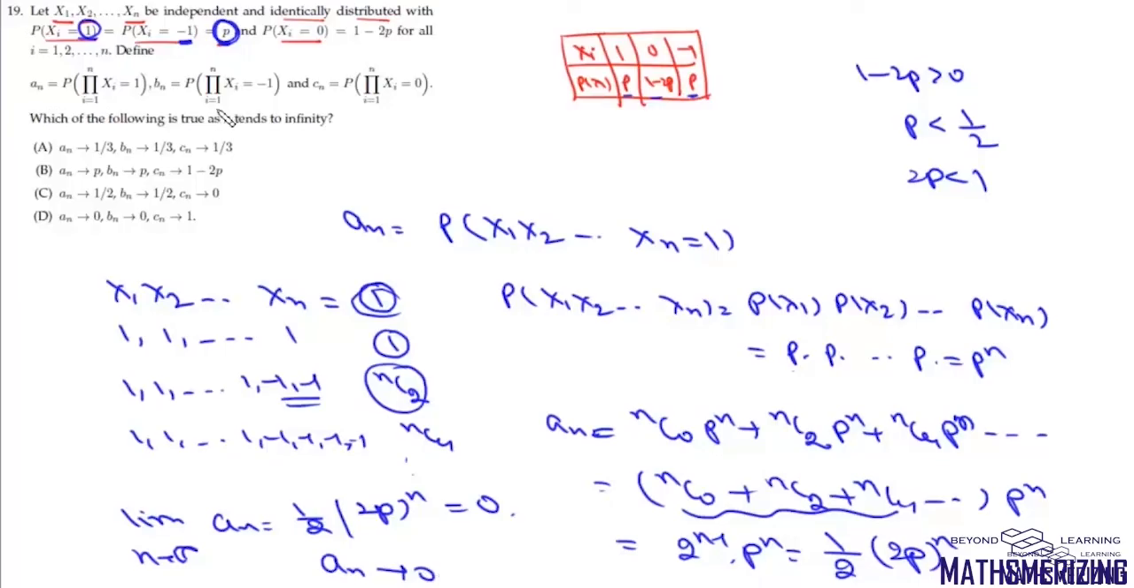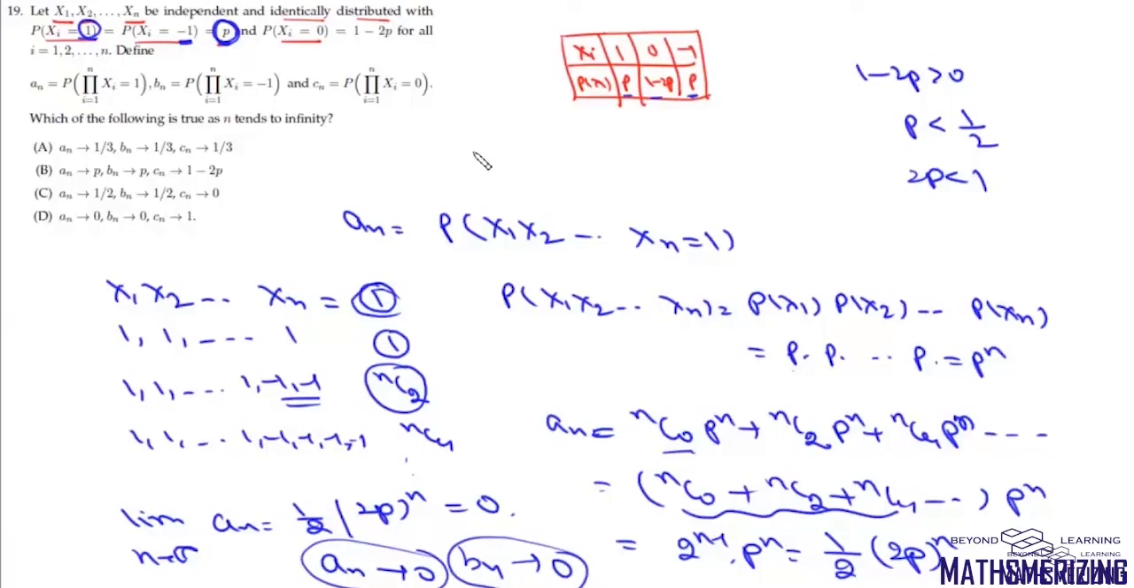Now in the same way, we can prove the result for bn. So for bn, we'll start with minus 1, and then we'll replace minus 1s with plus 1s. So we'll again end up getting the same expression. So from symmetry, we can say this bn tends to 0. So an tends to 0 and bn tends to 0.